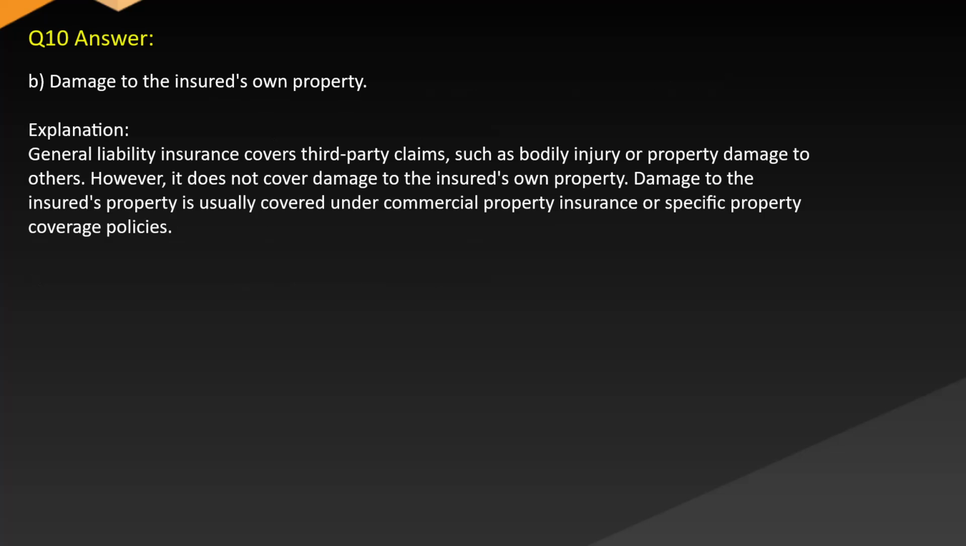Answer: B. Damage to the insured's own property. Explanation: General liability insurance covers third-party claims such as bodily injury or property damage to others. However, it does not cover damage to the insured's own property. Damage to the insured's property is usually covered under commercial property insurance or specific property coverage policies.